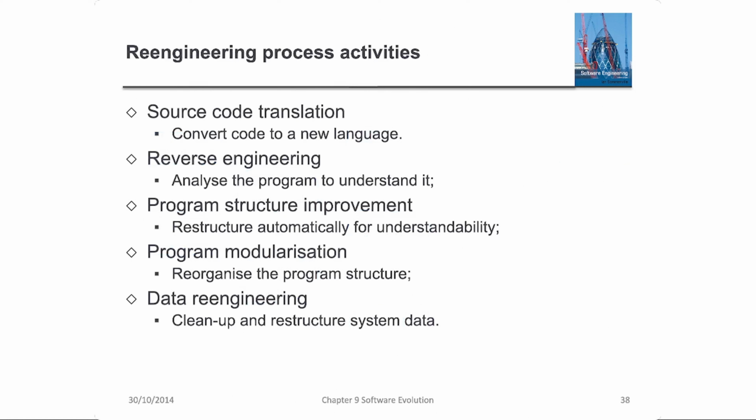The third one is program structure improvement. This step focuses on reconstructing the program to enhance its clarity and understandability. Fourth point is about program modularization. In this activity, the program is reorganized into distinct modules, each handling a specific set of the program's functionality. Number 5, which is the last point here, is about data re-engineering. The final activity involves cleaning up and restructuring the system's data to align with the updated software structure.